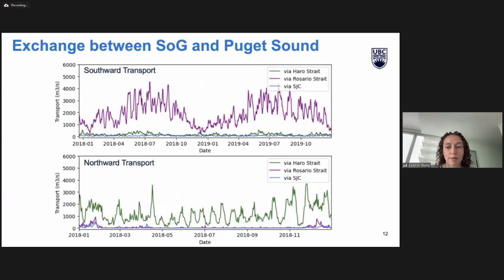And then we can also examine the exchange between Puget Sound and the Strait of Georgia by looking at the water transport between the Admiralty Inlet and the Point Roberts boundaries. So the top plot shows the southward transport, while the bottom plot shows the northward transport. And we can see that pretty much all the southward transport is coming through Rosario Strait, while all the northward transport is going through Haro Strait.